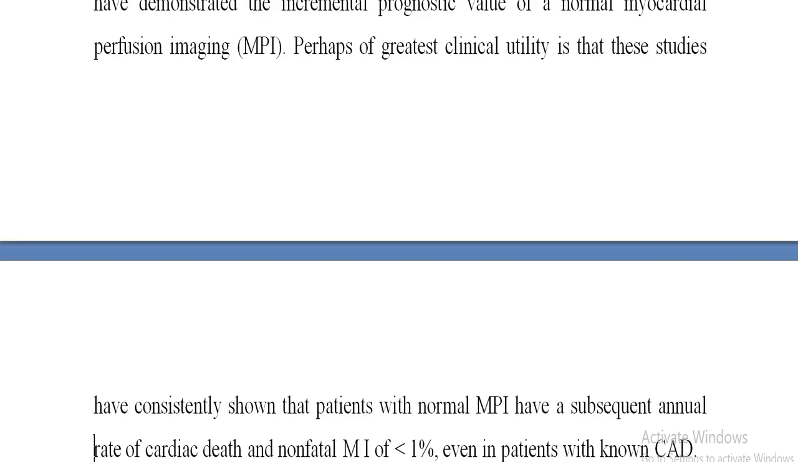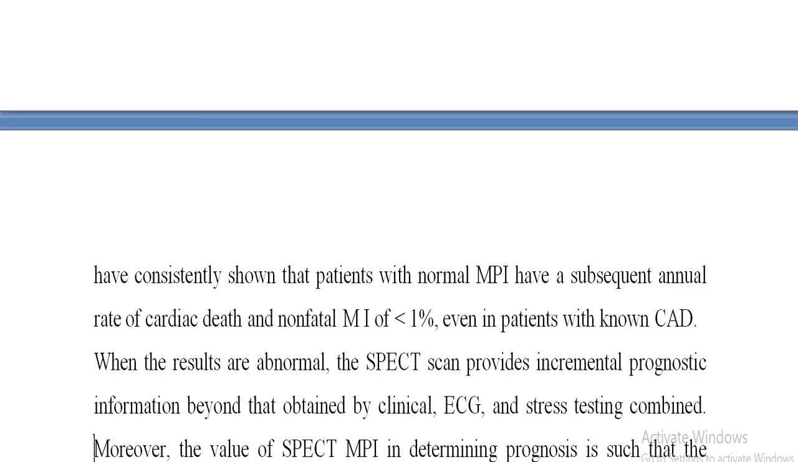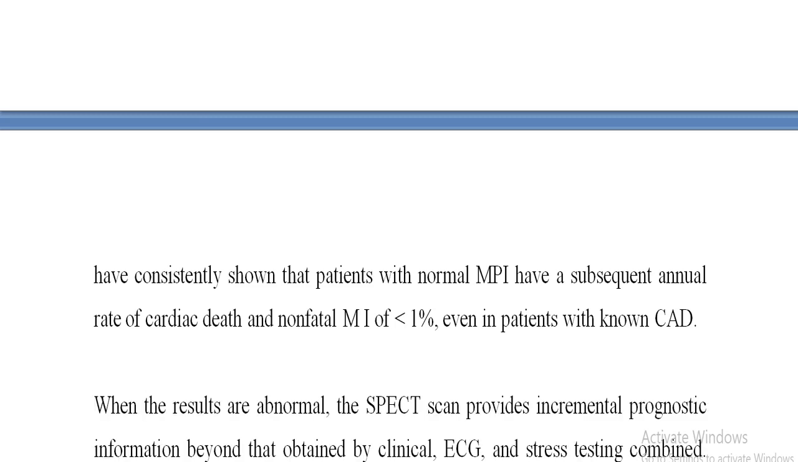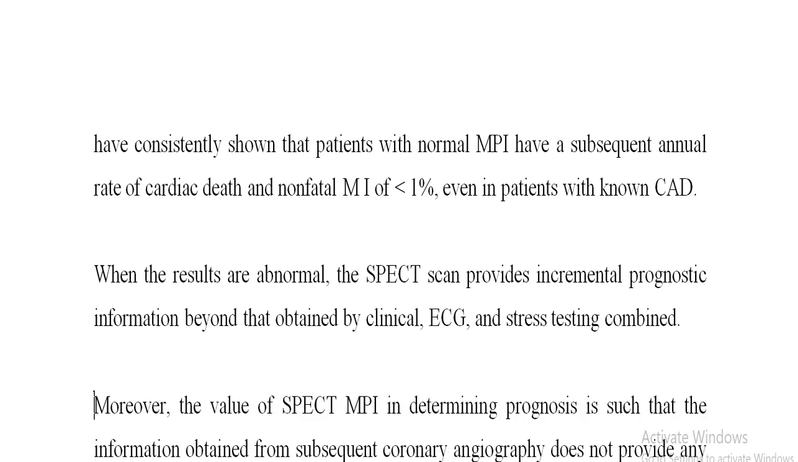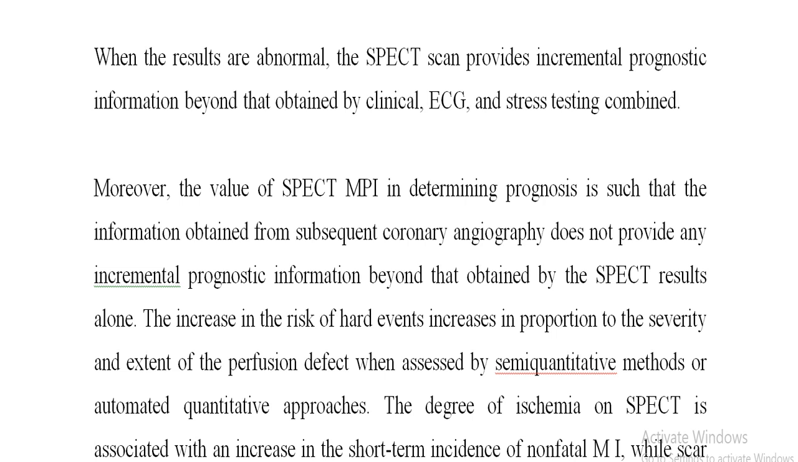Perhaps of greatest clinical utility is that these studies have consistently shown that patients with normal MPI have a subsequent annual rate of cardiac death and non-fatal MI of 1%, even in patients with known CAD. When the results are abnormal, the SPECT scan provides incremental prognostic information beyond that obtained by clinical, ECG, and stress testing combined. Moreover, the value of SPECT-MPI in determining prognosis is such that the information obtained from subsequent coronary angiography does not provide any incremental prognostic information beyond that obtained by the SPECT results alone.